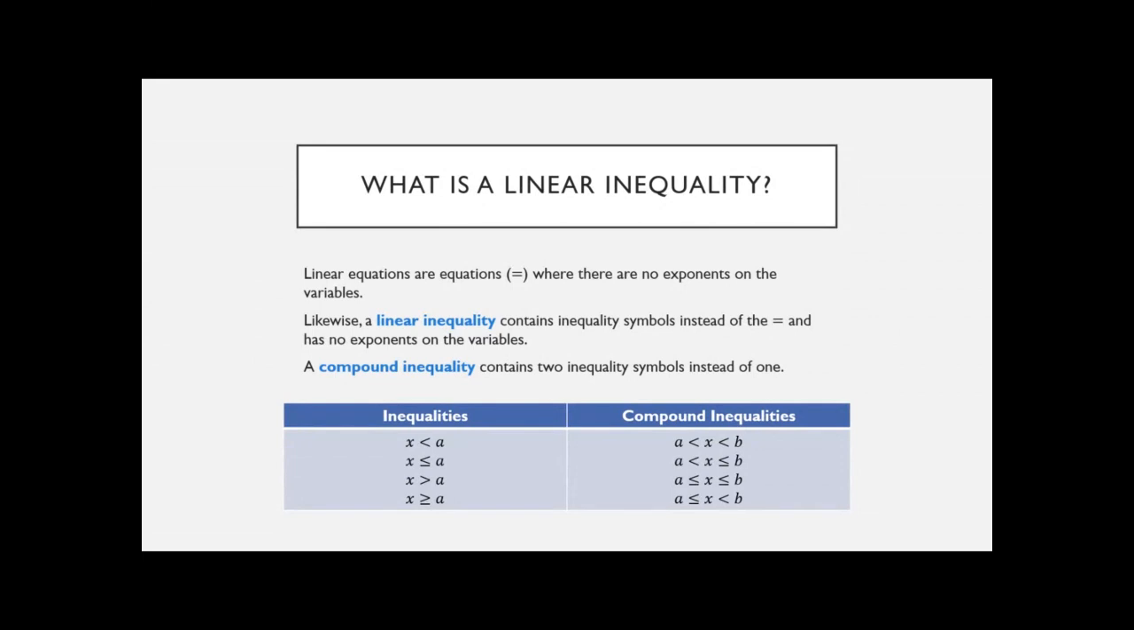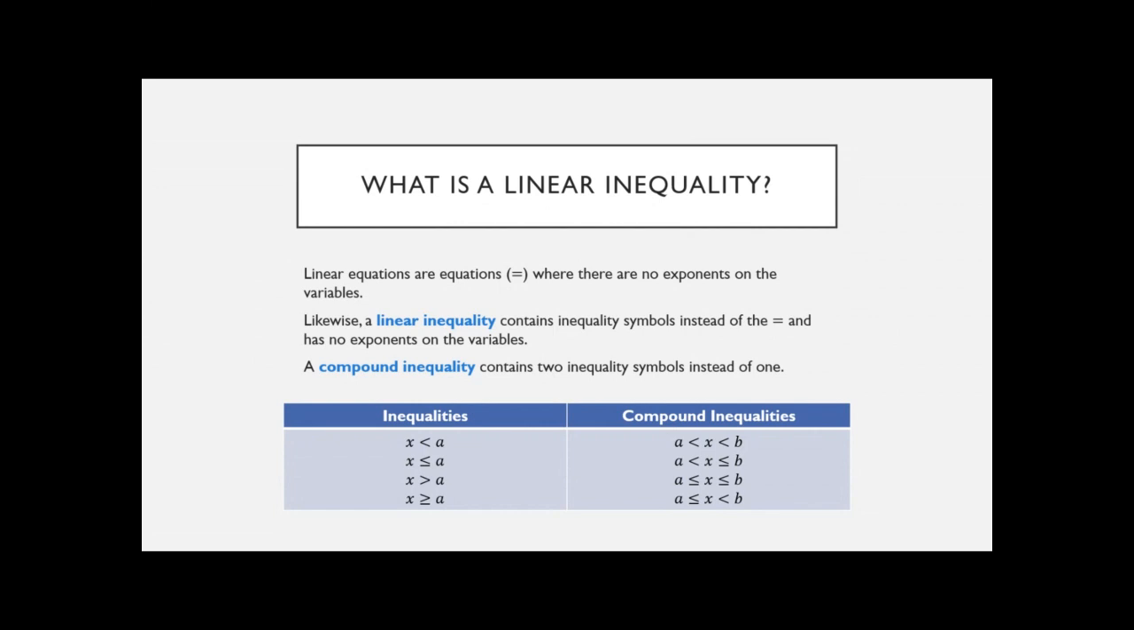So what is a linear inequality? Well, we know linear equations. Those are equations where you have an equal sign, hence it's an equation, and it's got no exponents on the variables. So a linear inequality has the inequality symbol instead of the equal sign, and there's no exponents on the variables. So the only difference is the symbol used in between the left and the right side.